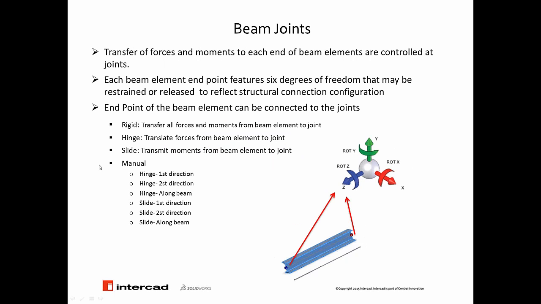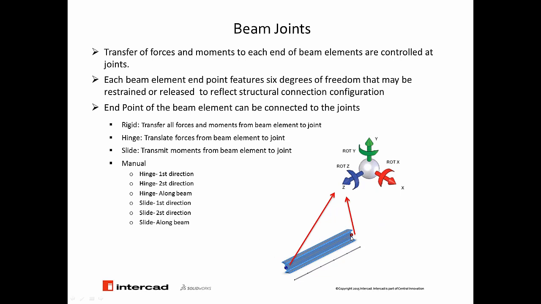The next thing about joints is that the transfer of forces and moments to each end of beam elements is controlled at joints. Each beam element endpoint has 6 degrees of freedom. As you can see here, one beam element has 3 translational degrees of freedom and 3 rotational, X, Y, Z. When you're creating a beam element approach, your structural member is going to be represented by a series of lines with 2 ends.